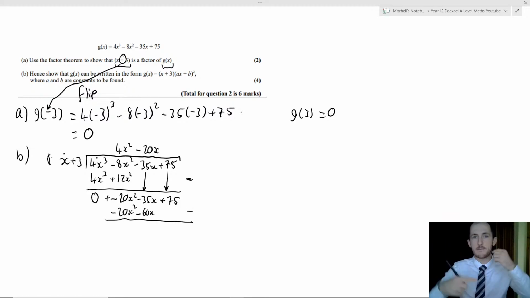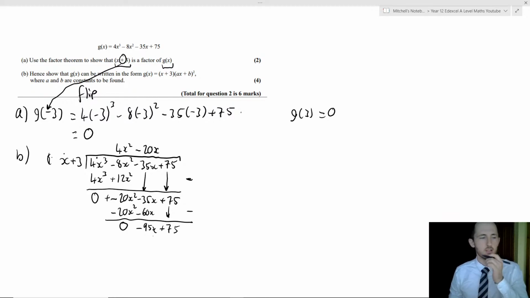Okay, we just repeat the same process again and again and again until we can't anymore. Minus 20 minus minus 20 is minus 20 plus 20, which is 0. Minus 35x minus 60x is minus 95x. And again, with the 75, it's just going to drag itself down because there's nothing left. Okay. Just give you a second just to make sure that you're 100% happy with that.